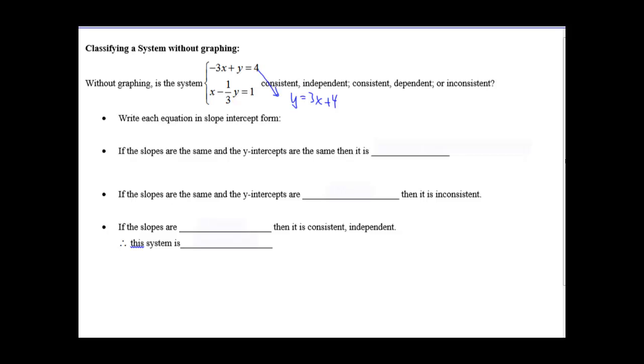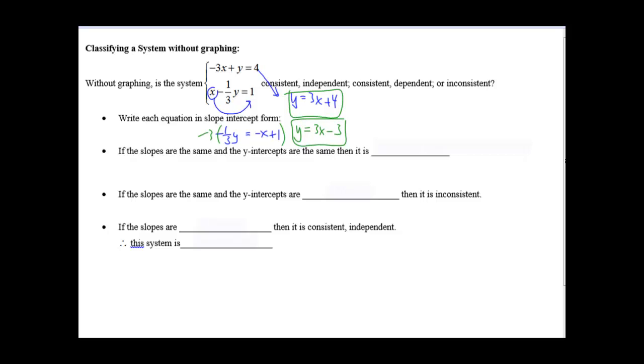you can do one of two things. Let's subtract x over. So we'll get negative 1/3 y equals negative x plus 1. And to get rid of that fraction, we're going to multiply by negative 3. So by multiplying by negative 3, we're going to get y equals 3x minus 3. So we have these two equations. What do we notice about them?